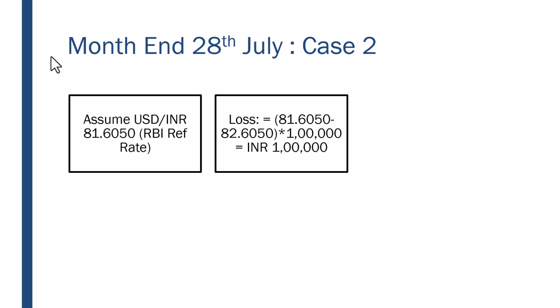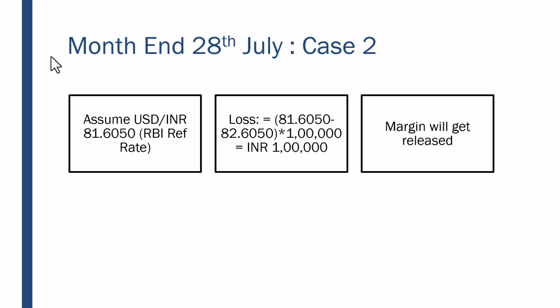But it is all cash settled, okay? So the dollars are not exchanged, only the difference is exchanged here. Since you have bought it, you have suffered a loss because the dollar has come down. You said, okay, I'll buy it on 20th of July at 82 rupees 60 paisa. But on that day it was 81.60. You are going to buy at 82 something which is worth only 81, so you are going to lose 1 rupee, 1 lakh. So it is cash settled and only the cash will exchange, no dollars. Now margin will get released.